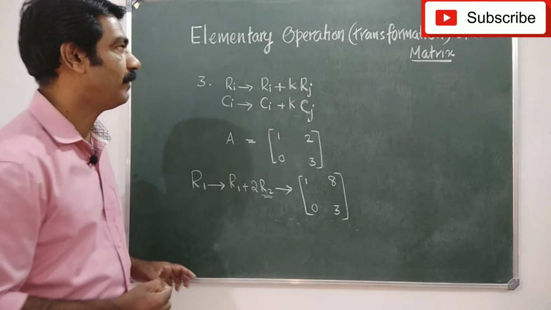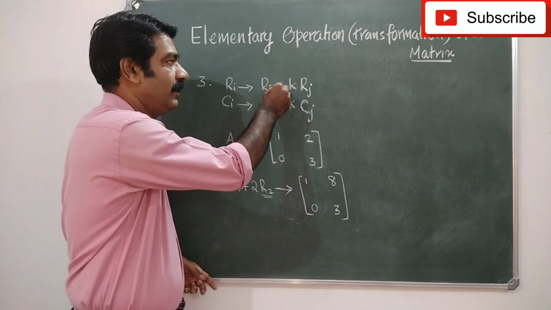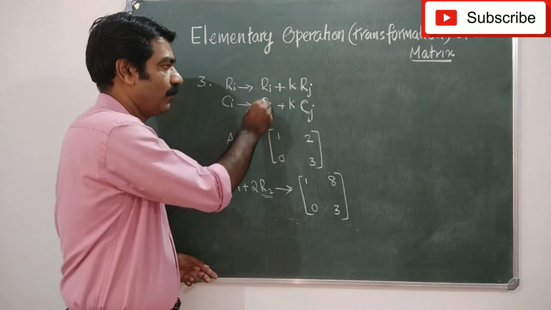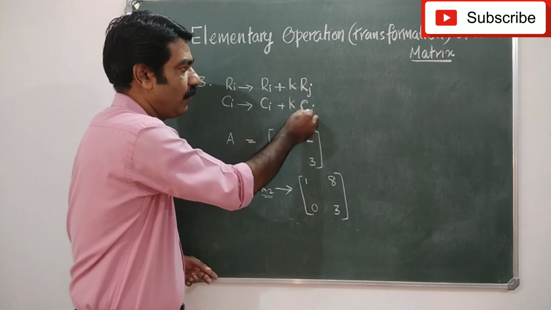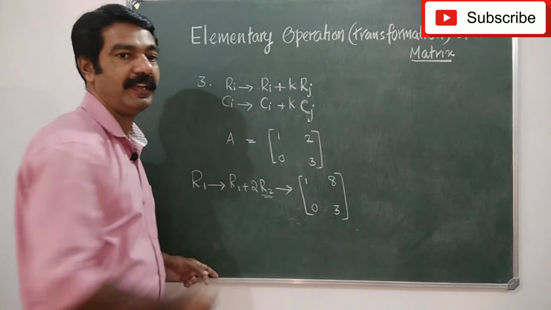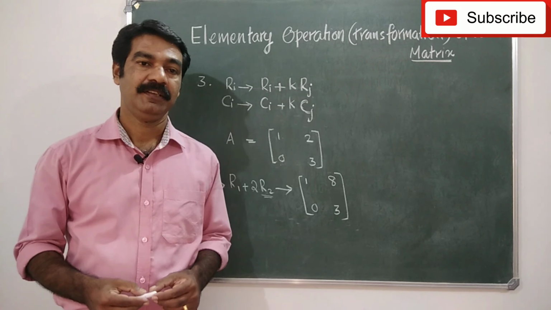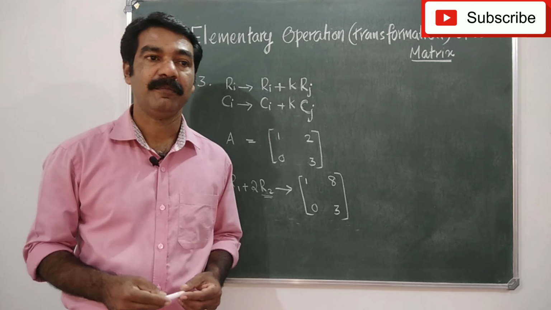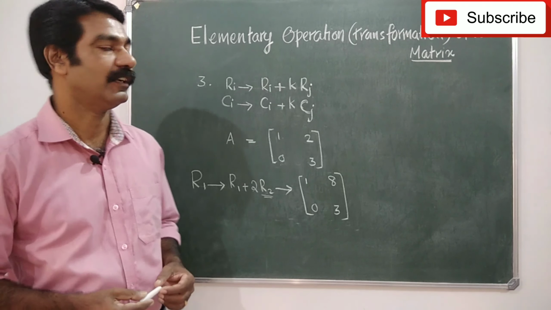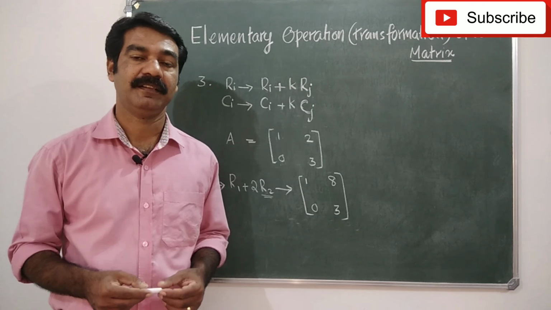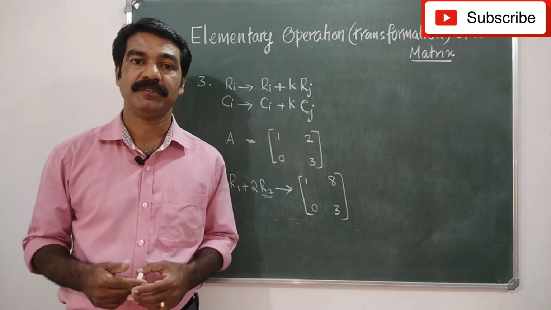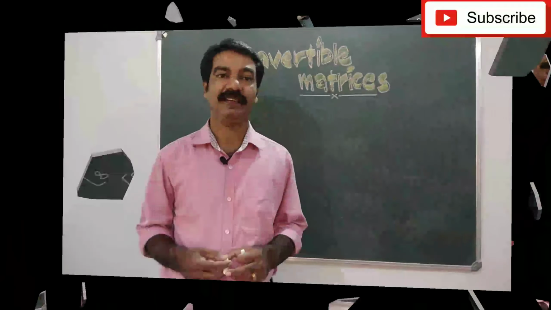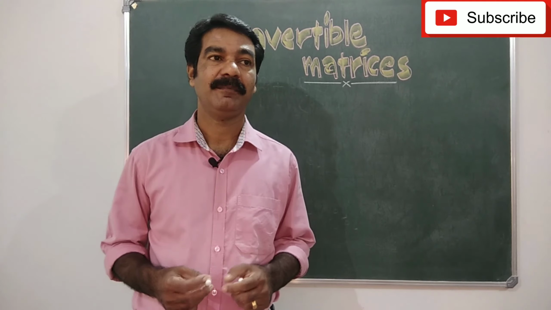Okay. So the third operation is addition to the elements of any row or column the corresponding elements of any other row or column multiplied by a non-zero constant. So these are the three elementary operations or transformations of a matrix. Our next heading is invertible matrices.